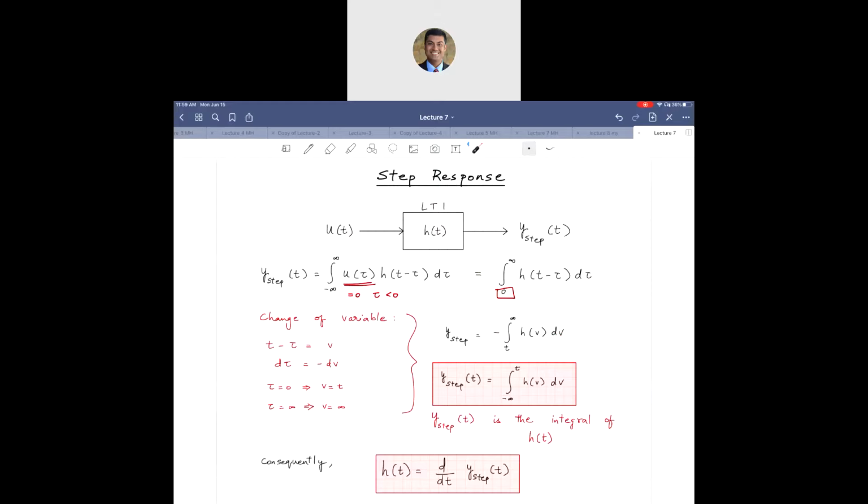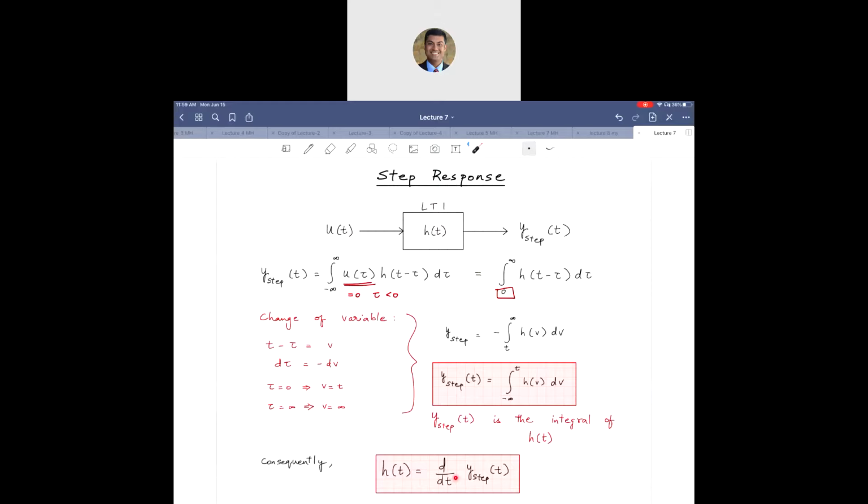This can be simplified to be written as y step of t is the integration from negative infinity to t of h of v dv. So if you integrate the impulse response of the system, you get back the step response of the system. In other words, y step of t is the integral of h of t. And consequently, if you differentiate both sides, you have h of t, the impulse response of the system, which can be written as the derivative of y step of t with respect to time.